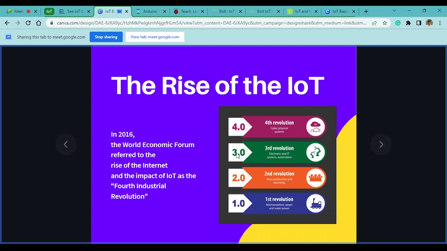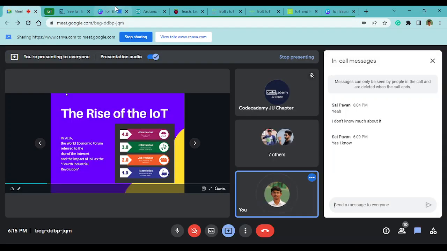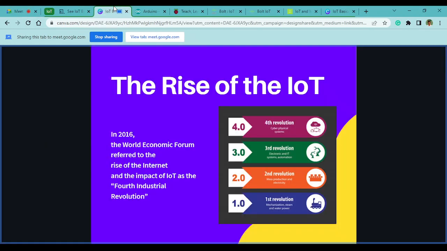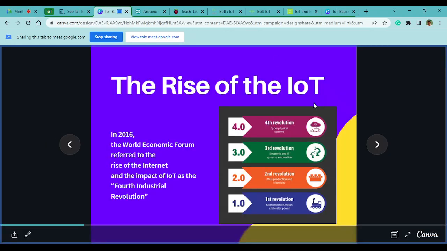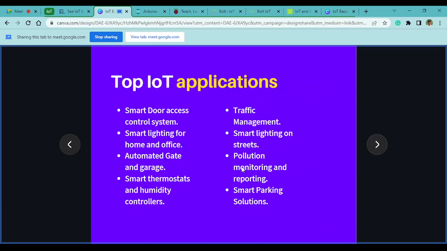Now when we come to 4.0, this is where Web 3, cyber systems as well as IoT all come together. Even cloud belongs to industrial revolution 4.0. Okay, so these are the top IoT applications that we can see in the real world right now, right? We have smart lighting, we have automated gates and garages, right?